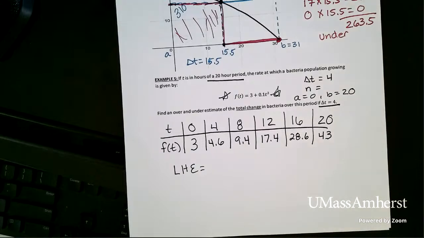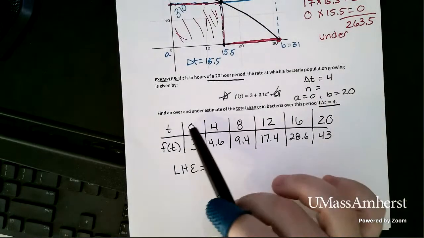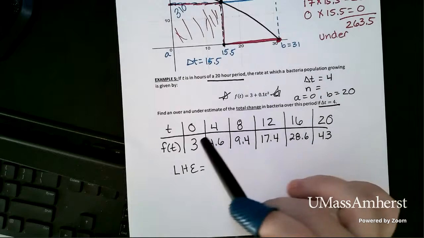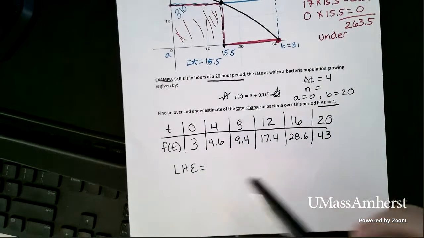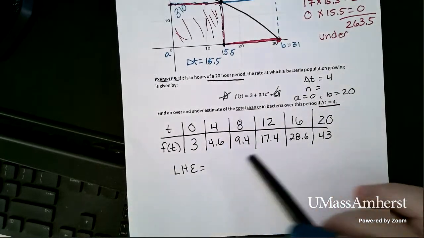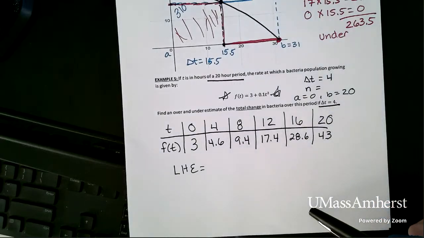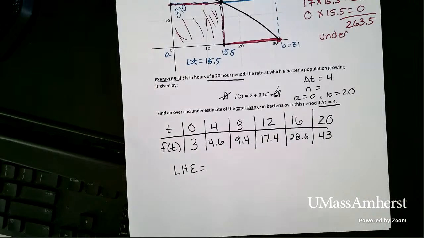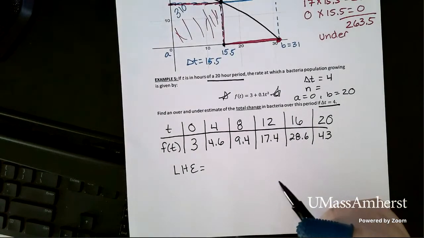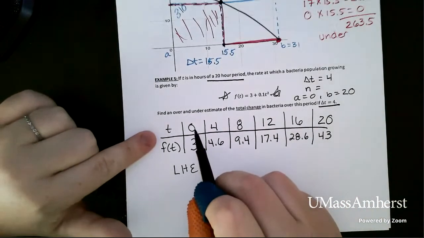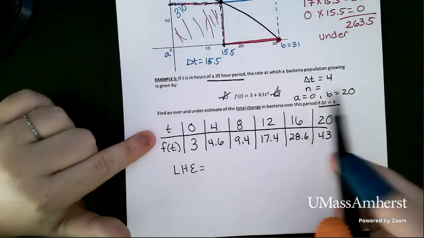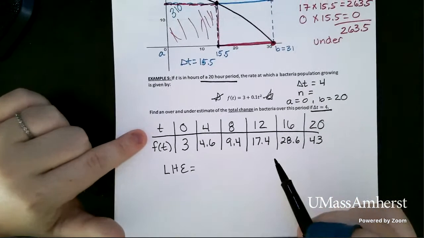All right. So again, we have to plug each of these t values into our function to get the rate for that particular time. That's going to help us generate this table. Once we do that, then we can do our left and right hand approximations. So again, rate times time. Each of our time intervals is 4 hours, since this was in hours.